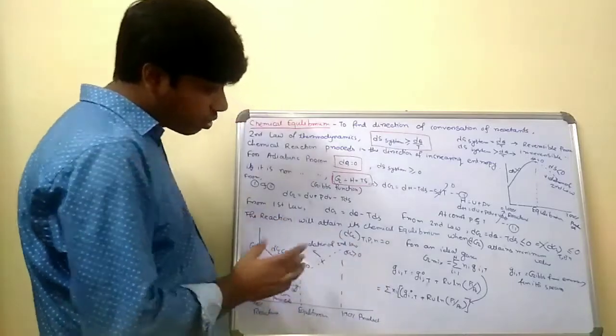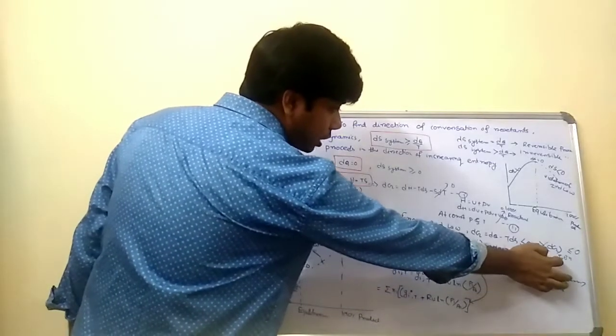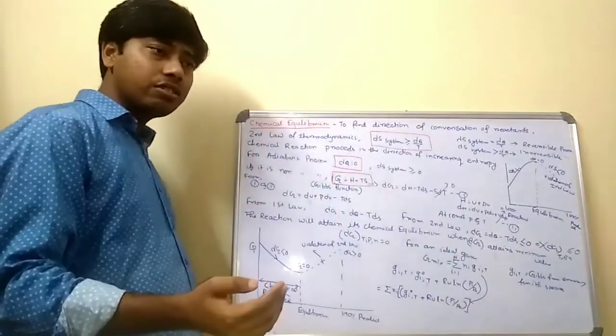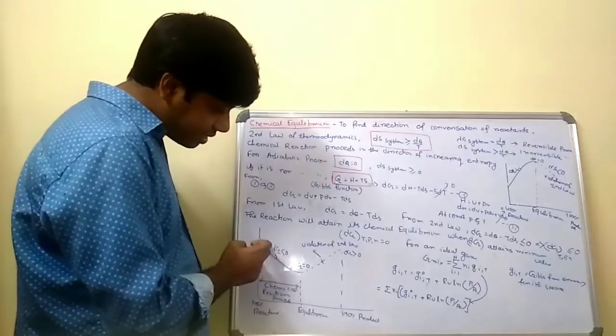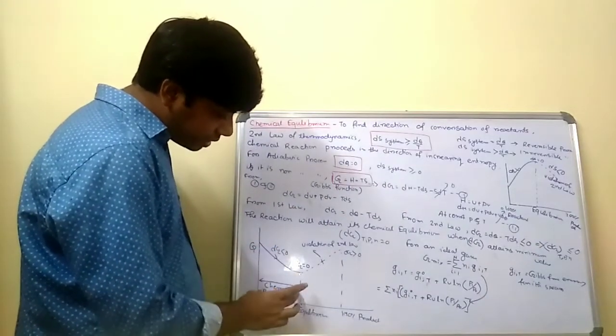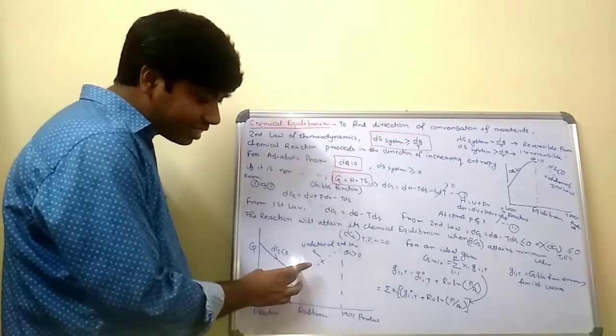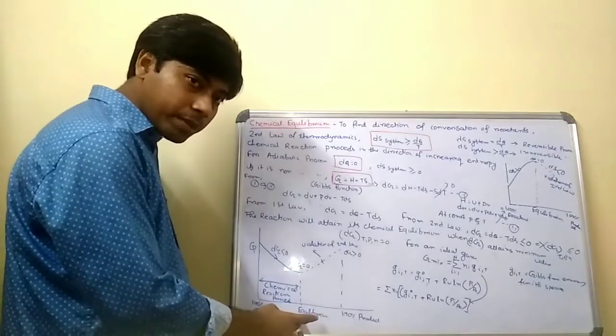And it is only possible. So this is the condition for the chemical reaction: if the Gibbs energy is less than or equal to 0. If it is less than 0, the chemical reaction takes place only in this region. When it reaches dG equal to 0, that means it has reached the equilibrium condition.